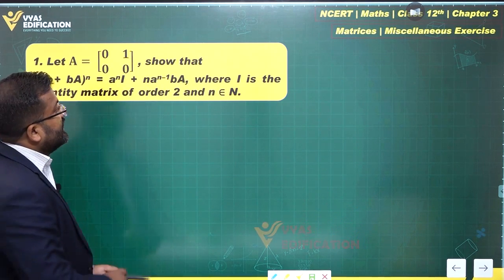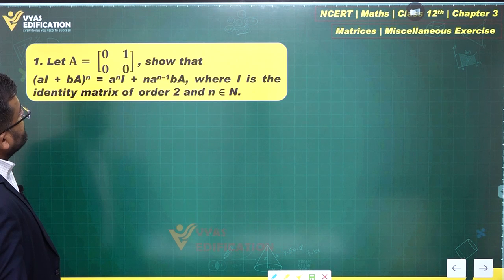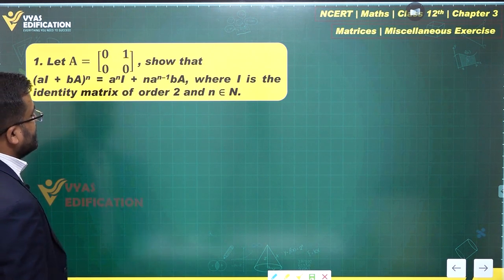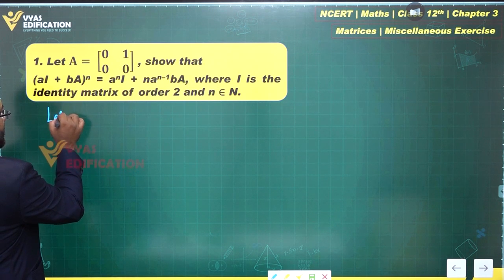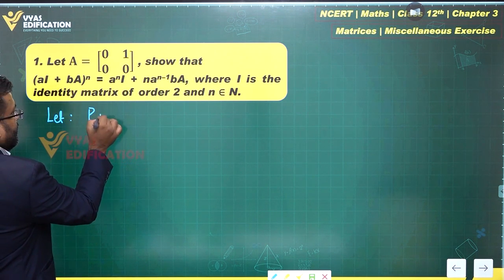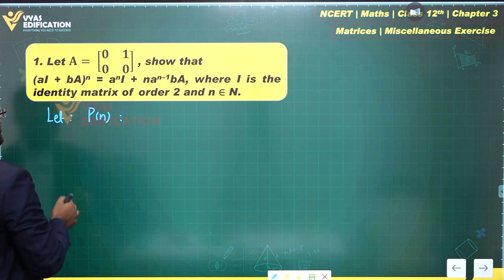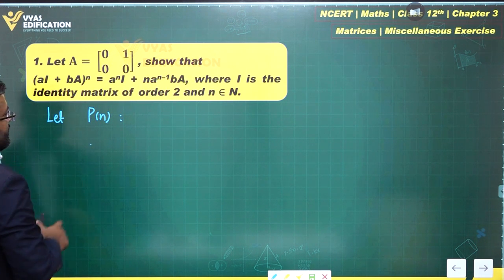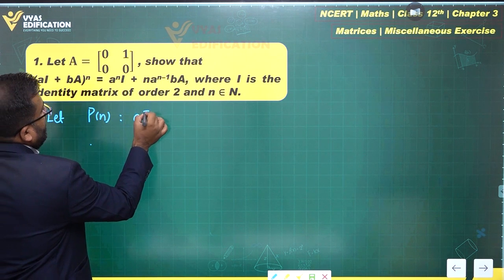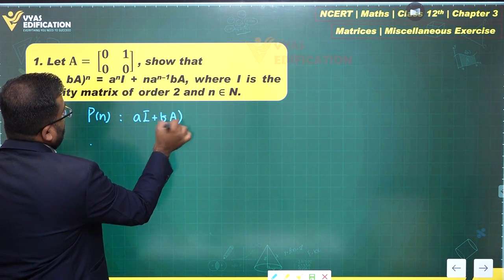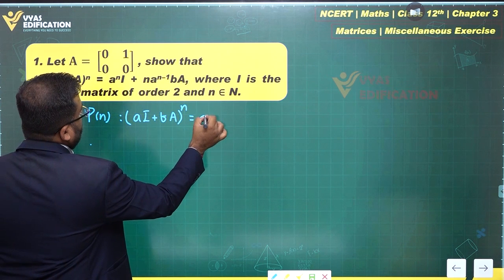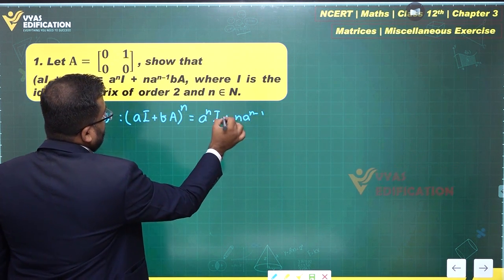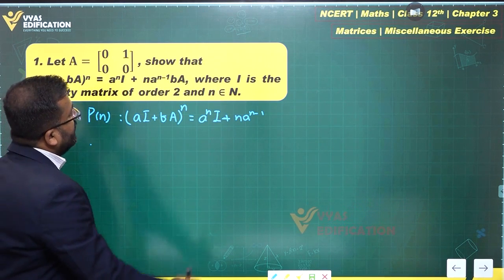And now let's take a look at this question. Let A equal this matrix. Show that (AI plus BA) power n is equal to this. So let us call this statement Pn. Pn is this statement: (AI plus BA) power n is equal to A power n I plus n A power n minus 1 BA.